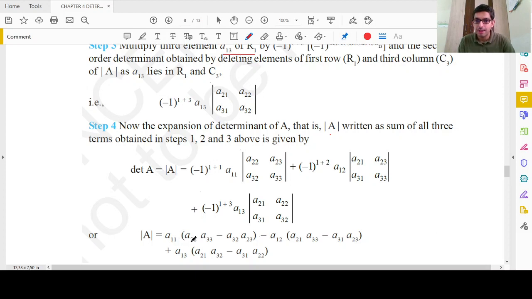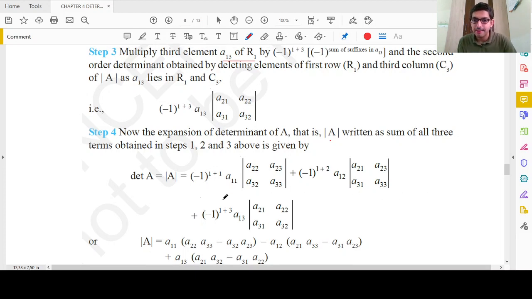So determinant of A equals A11. By expanding this, it will become A22, A33 minus A32, A23, and minus A12, then again expansion of the determinant, A21, A33, product of diagonal minus product of non-diagonal. So this is the value of the determinant.